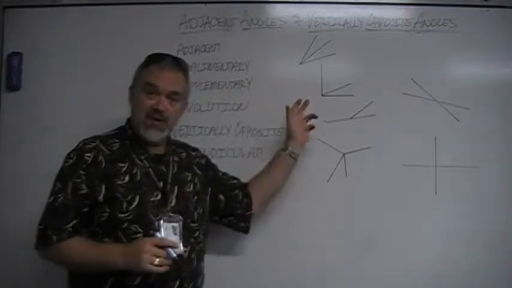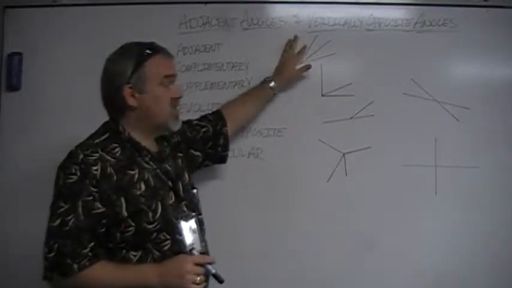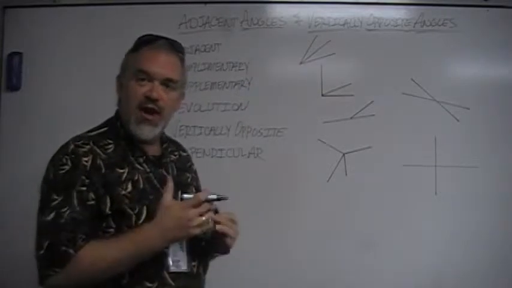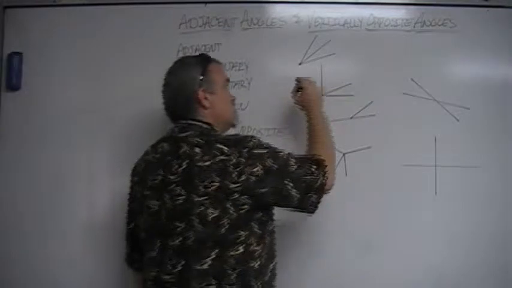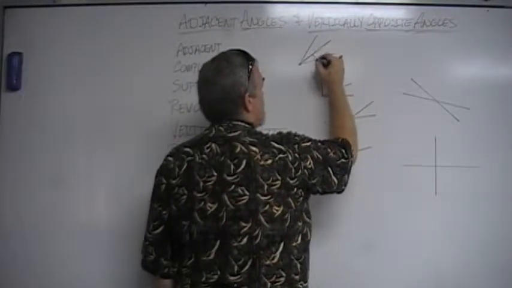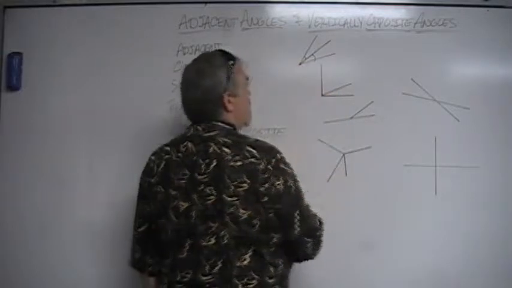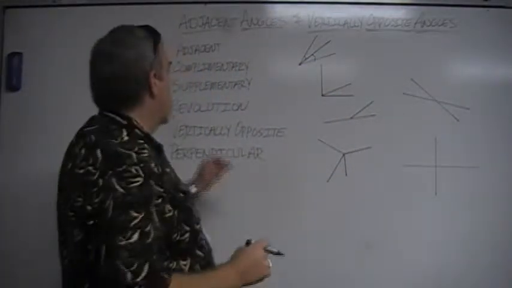And with angles in particular, here's an example of adjacent angles. If we have two angles that are adjacent, then they're going to share the same vertex. Their vertex is the same, and they're also going to share one of their arms. One of the arms is the same. Here's an angle, and here's another angle, and they share the vertex and one of their arms.